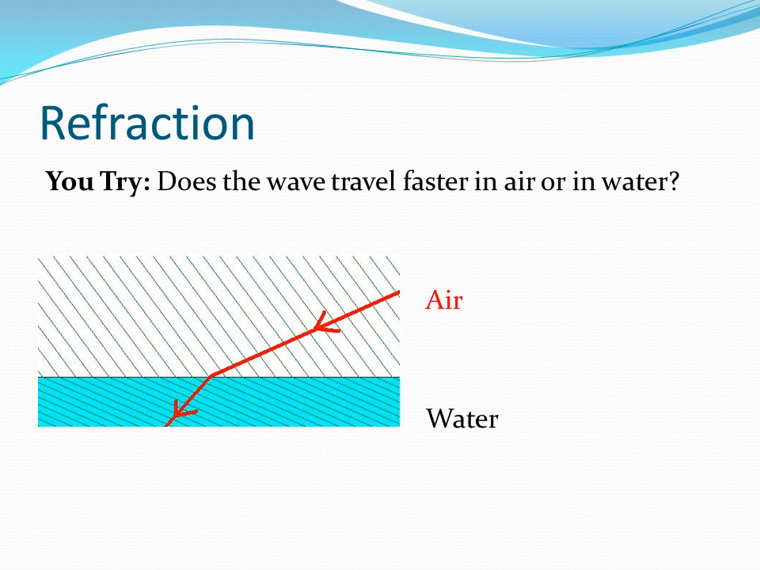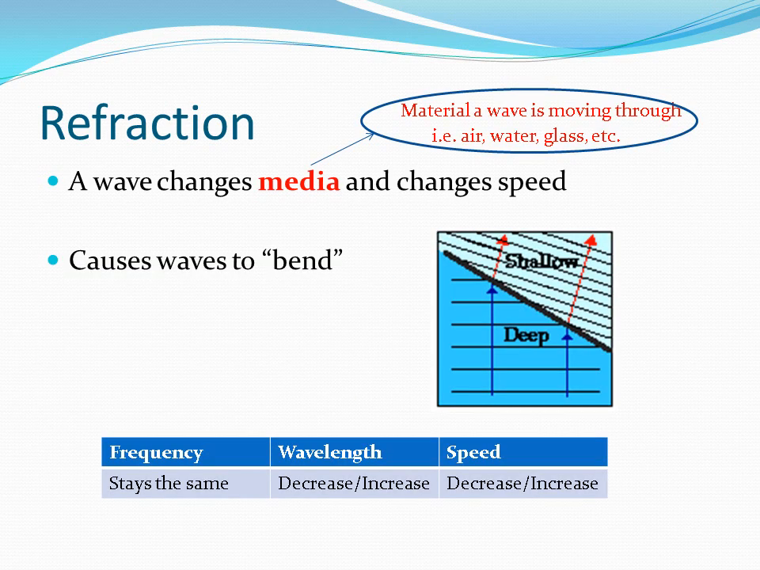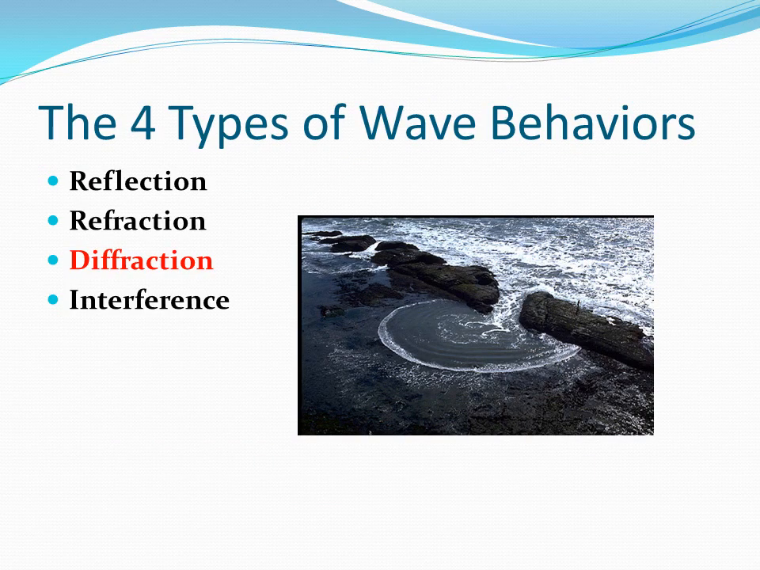Did you get air? Air is the correct answer because, as you notice, the wave bends away from the boundary between air and water. You can also notice that the wavelength gets shorter in water, so it must travel slower in water and faster in air. Let's review refraction. When a wave changes media, it changes speed. This causes the wave to bend.